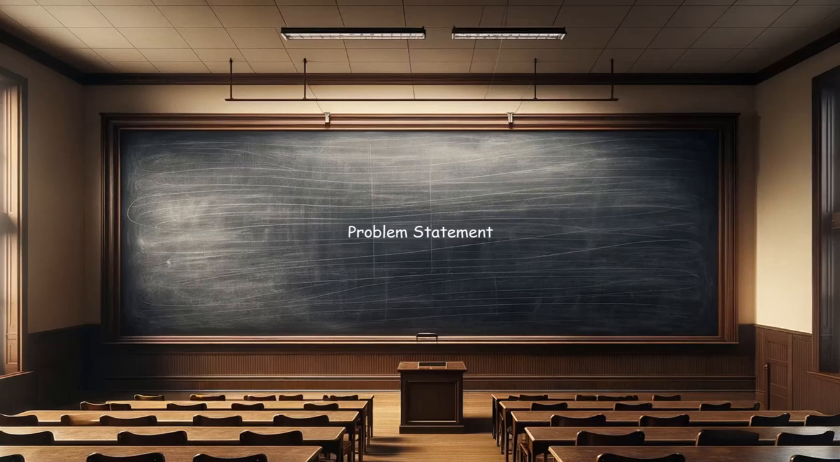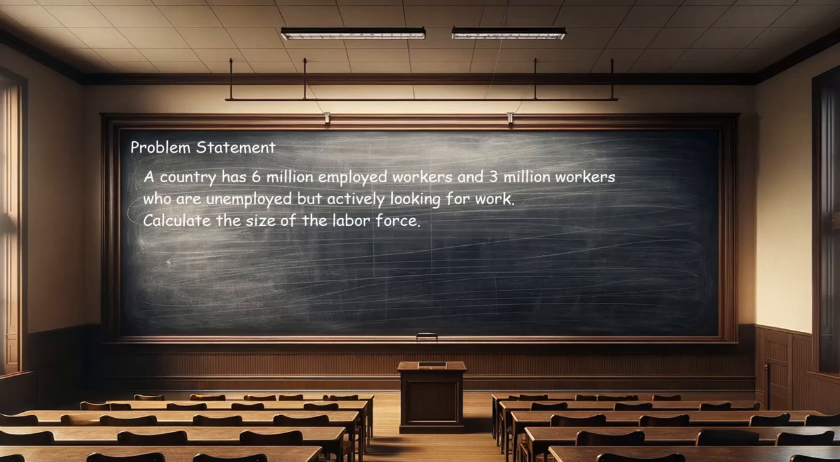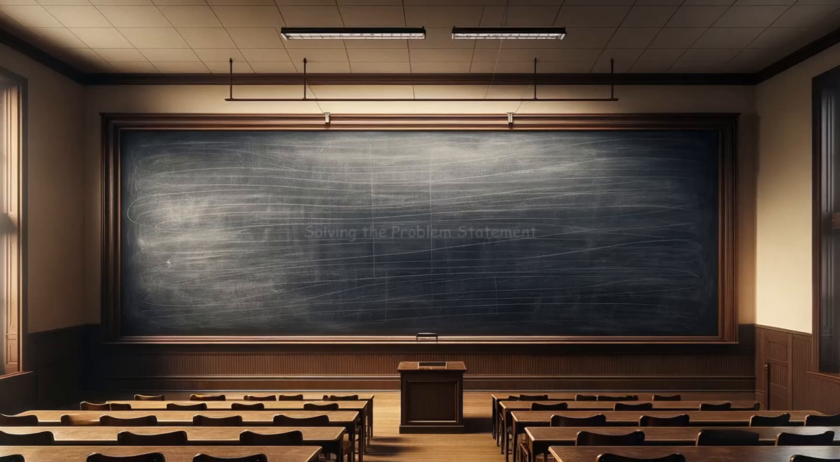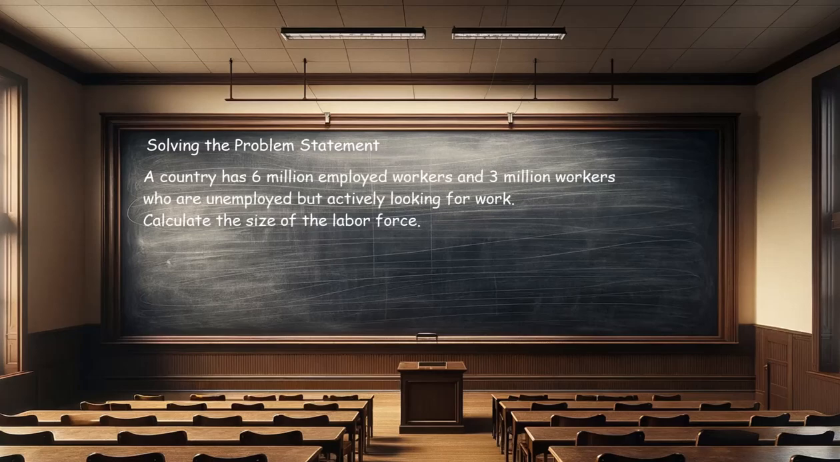Let's understand how to solve a typical homework problem using an example. A country has 6 million employed workers and 3 million workers who are unemployed but actively looking for work. Calculate the size of the labor force. Now let's look at how to answer the problem statement. First, write the formula for the labor force. The labor force equals the number of employed workers plus the number of unemployed workers actively looking for work.